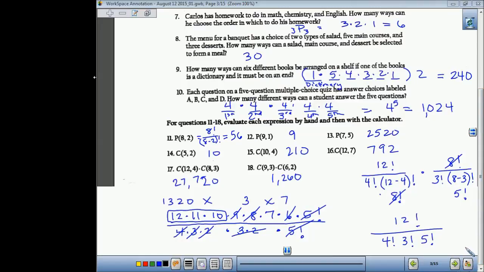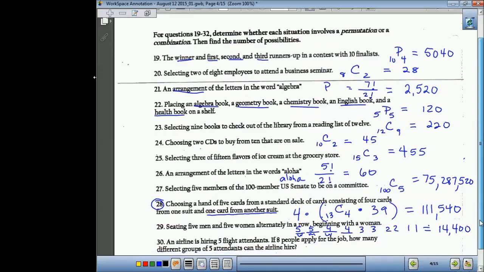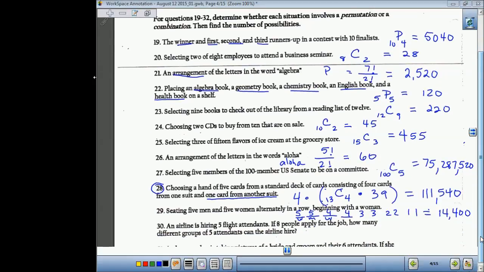Okay. Any questions about the rest of them? Let's move on then. Okay, let's check through 29. 19 through 29. Oh, number 19. Did you notice it said a winner, a first runner-up, a second runner-up, and a third runner-up, which is how many positions?